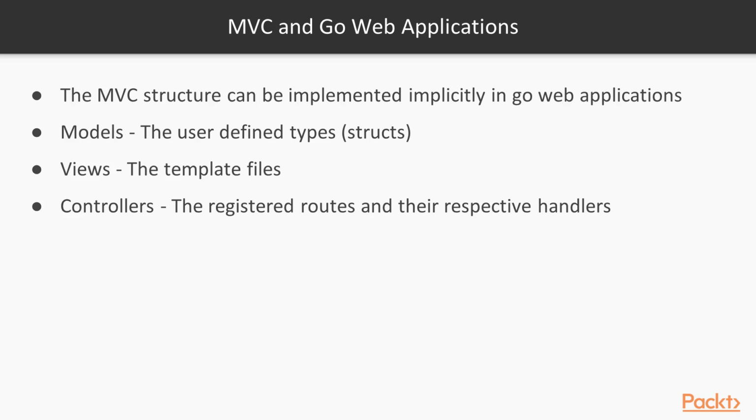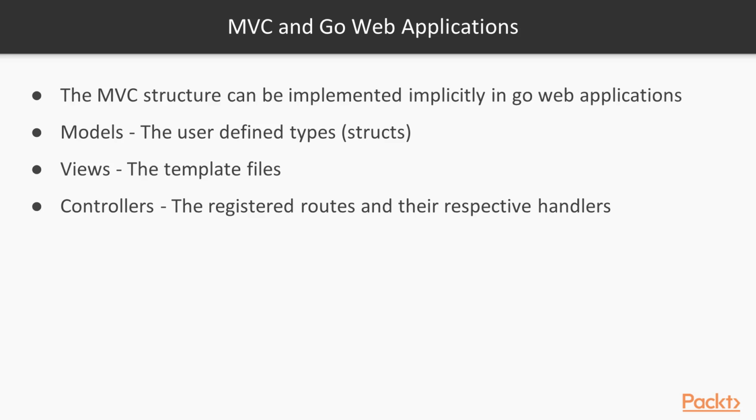MVC and Go web applications. In Go, there are many web frameworks that implement the MVC pattern explicitly. Typically, you will find that they separate the models, views, and controllers into their own respective directories. However, Go is a modern programming language that has taken web development into consideration while it was being designed.